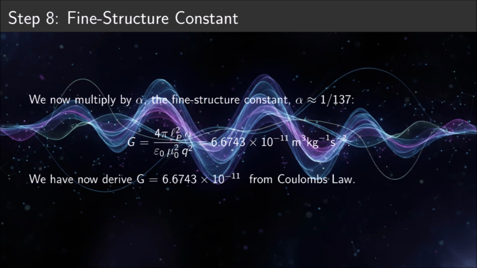Step 8. Fine structure constant. We now multiply by alpha, the fine structure constant, approximately 1/137. G equals 4 pi times L sub p squared times alpha divided by epsilon naught times mu naught squared times q squared, which equals approximately 6.6743 times 10 to the minus 11 in units of meters cubed per kilogram per second squared. We have now derived G from Coulomb's law.